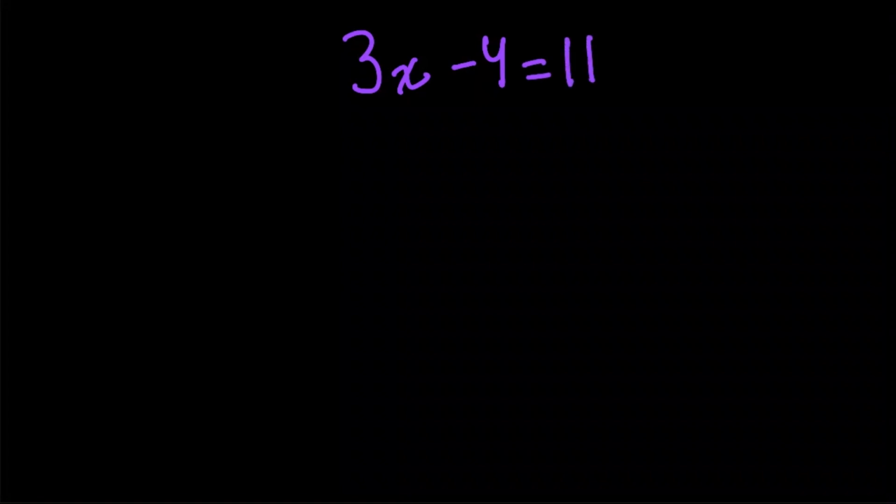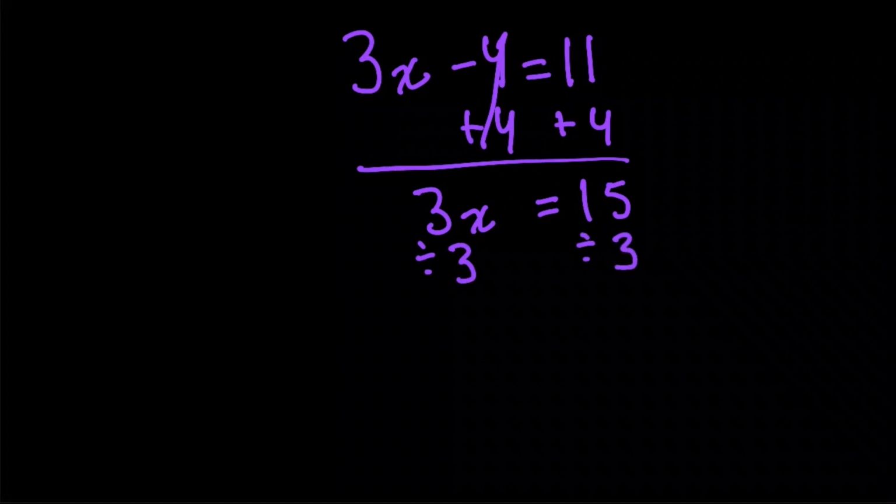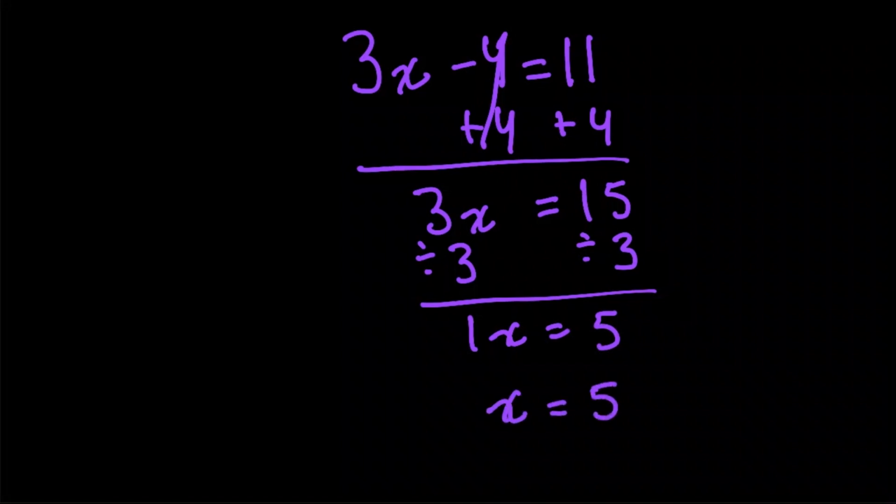Let's try another example: 3x - 4 = 11. First, we undo subtraction, so that'll be plus 4 on both sides, and this will cancel out to give us 3x, and this side will give us 15. Next, we undo multiplication by dividing. So dividing by 3 here and dividing by 3 here. And this gives us 1x, and this will be 5. So we have 1x = 5, which is the same thing as saying x = 5.